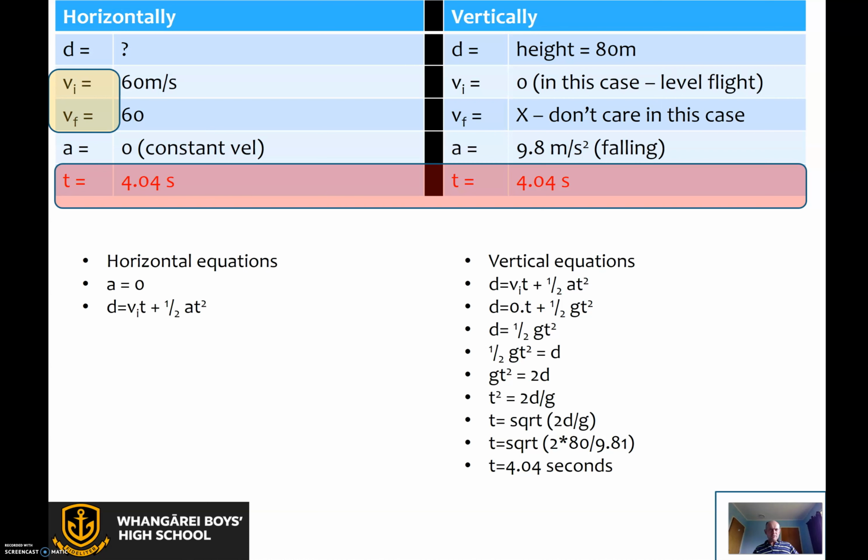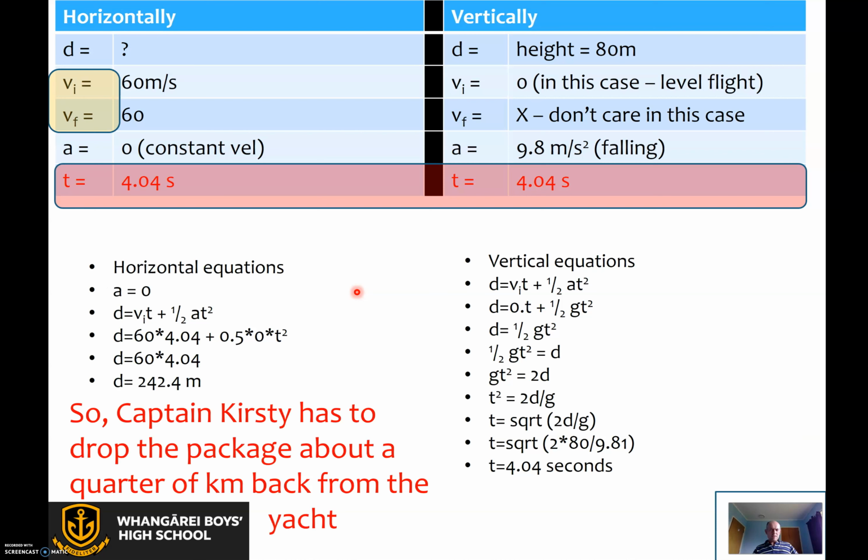Acceleration horizontally is 0. d is v i t plus a half a t squared. Same situation again. Now, a is 0, so I can just put 0 in there, and that term goes away, and we're left with a year 10 situation. d equals v t. 60 times 4.04, 242.4 meters. And that means Captain Kirsty has to drop the package roughly a quarter of a kilometre back from the yacht to save Fergus. Hooray for Captain Kirsty, and Fergus is very grateful and very happy.